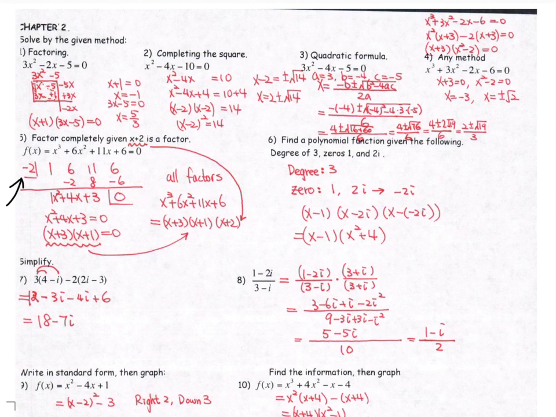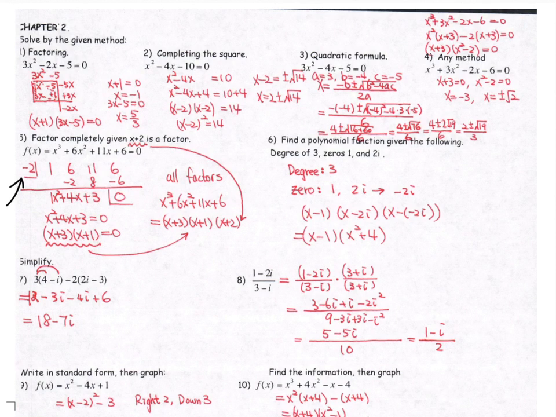So let's plug that in. x minus 1 times x minus 2i times x minus negative 2i. Given the zeros, all you have to do to find the original function is to set each into x minus the zero, because as you plug in these zero values, it will make the whole function equal 0. That's the whole idea of why they're called zeros. So the function for number 6 is going to be x minus 1 times x squared plus 4.